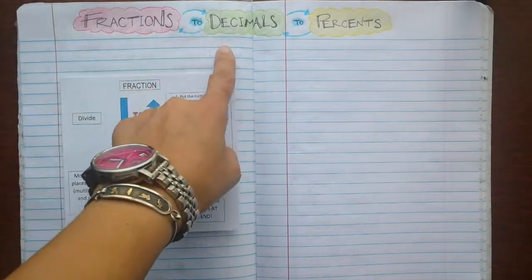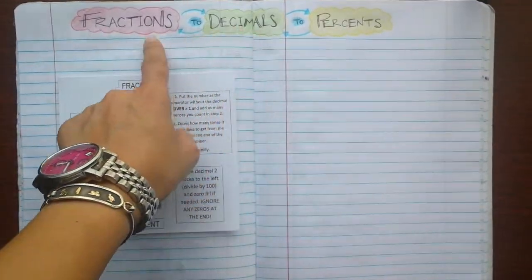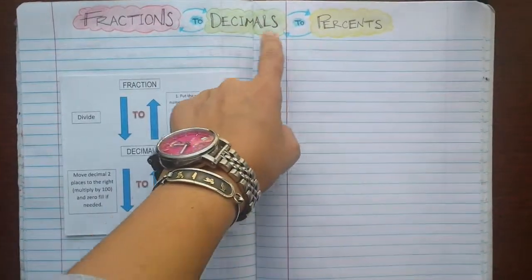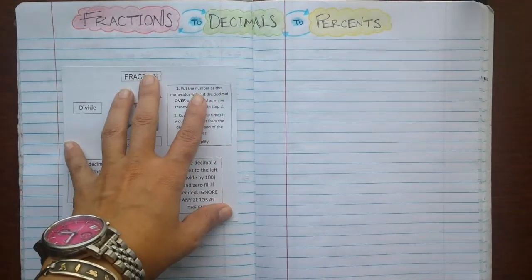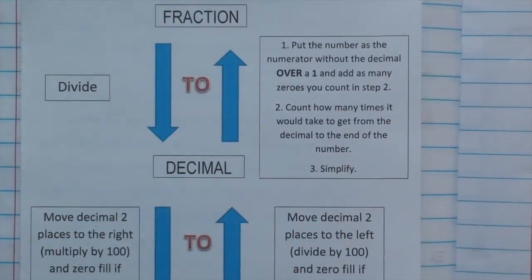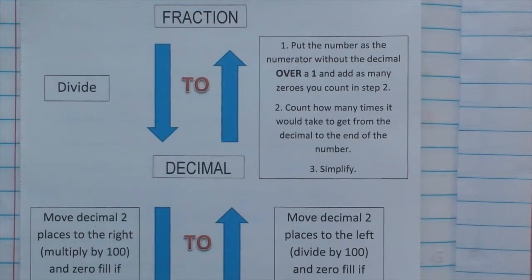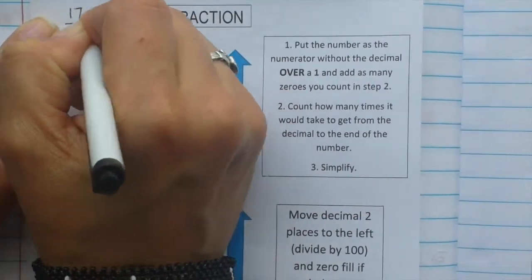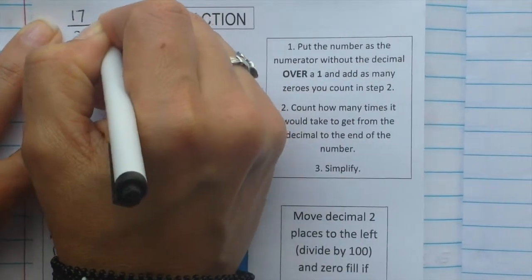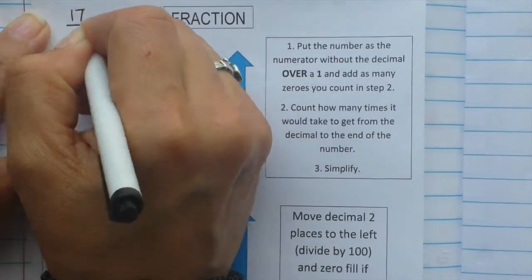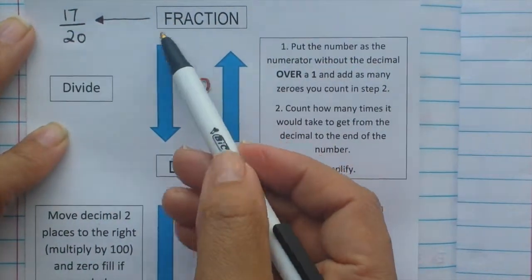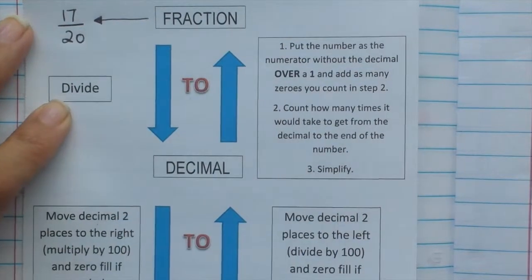Today we're going to look at how to convert from fractions to decimals, percents, and then percents to decimals to fractions. So going in both directions depending on what the question's asking. It's actually really straightforward. So let's say that we start off with a fraction and we want to take it to a decimal or to a percent. All you're going to do is follow the arrow. So if you start with a fraction, we're going to go down to a decimal, so we're going to divide.